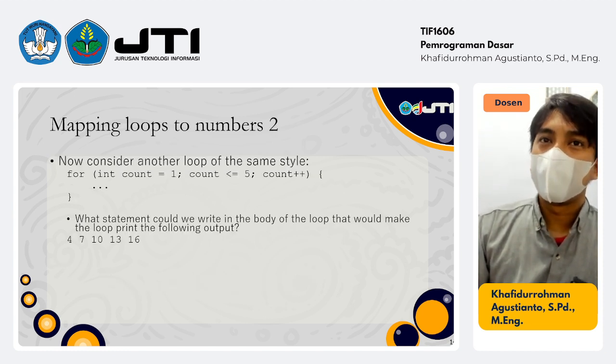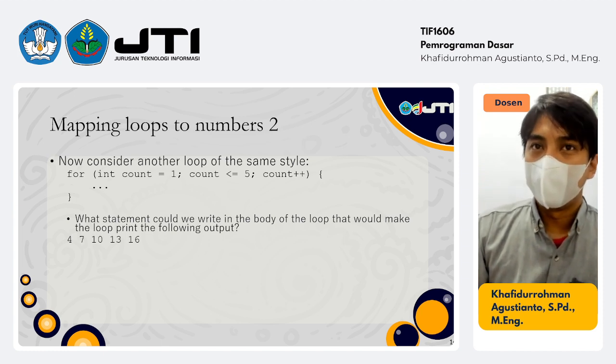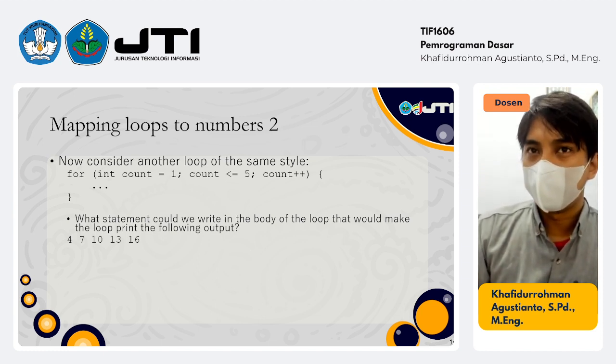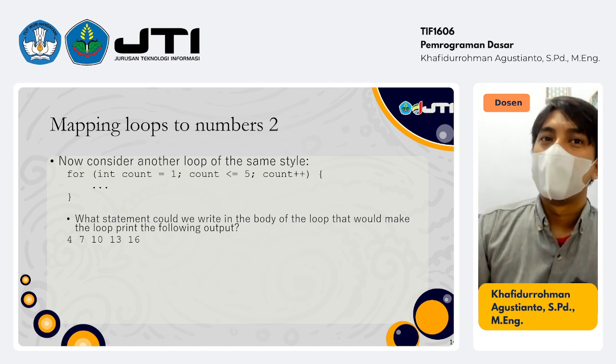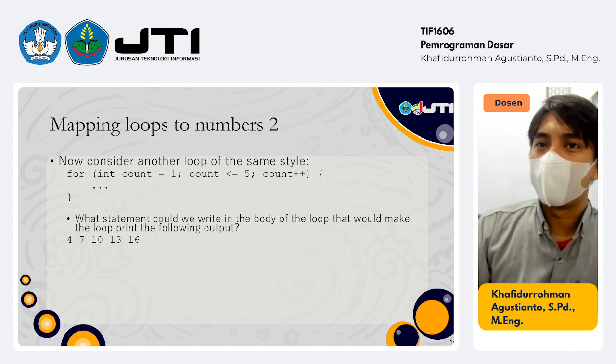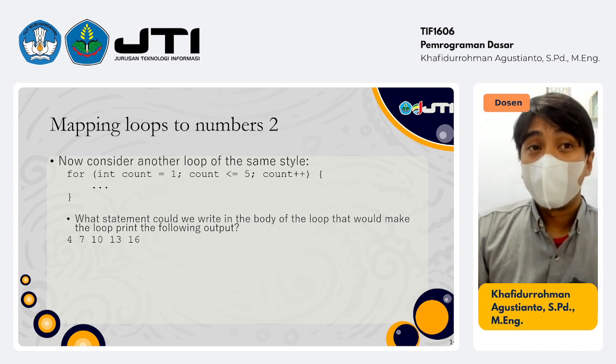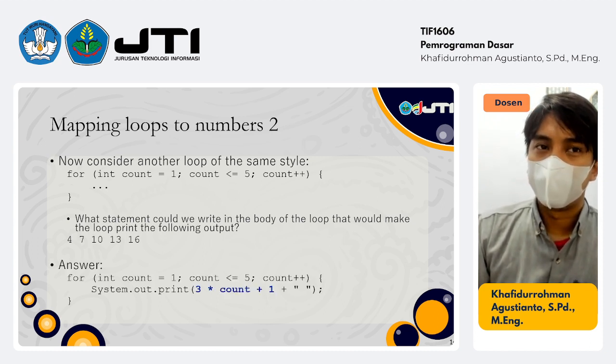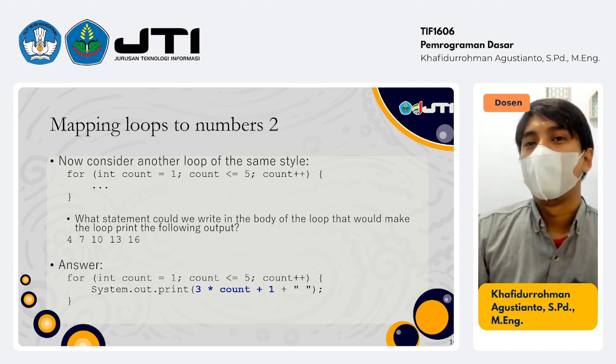Now consider another loop of the same style: for (int count = 1; count <= 5; count++). What statement could be written in the body of the loop that would make the loop print the following output: 5, 7, 10, 13, 16? Yes, correct: 3 * count + 1.